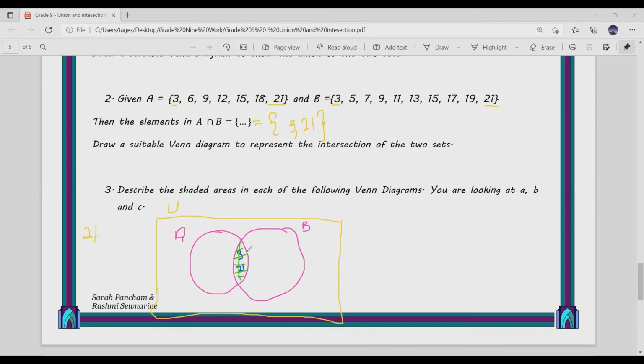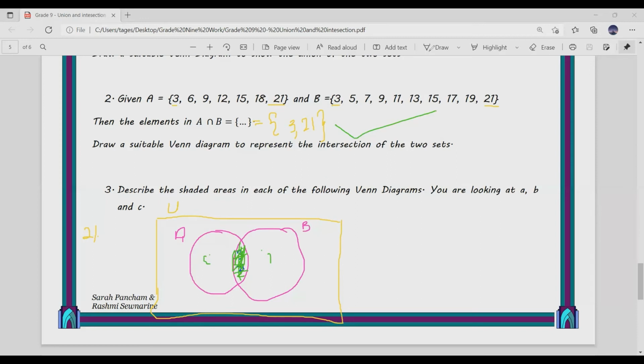Just highlight it. So we know that this here is the intersection area, and if you want, you can list your other elements in here and here, okay? So that's about it. So this is your answer. 321 is intersection, and draw a suitable Venn diagram to represent the intersection of the two sets. So the green here will be the intersection, right? So that's it for number 2.